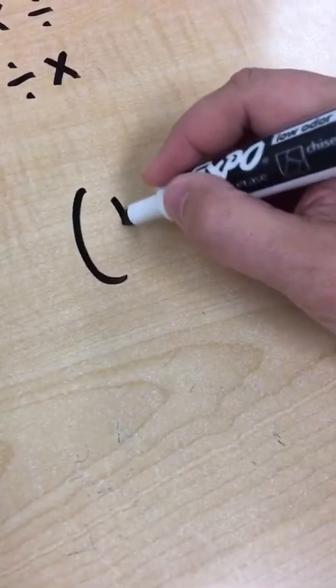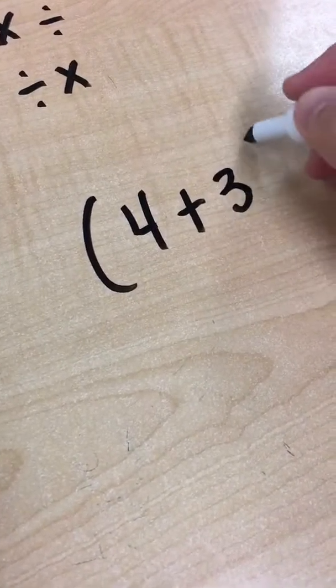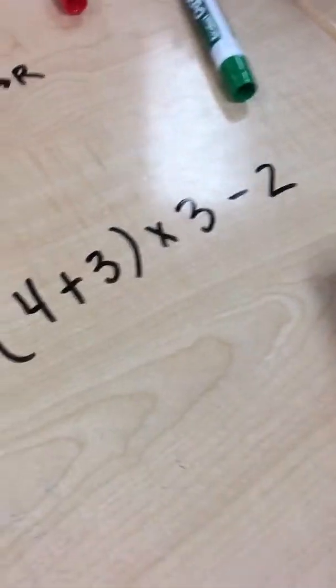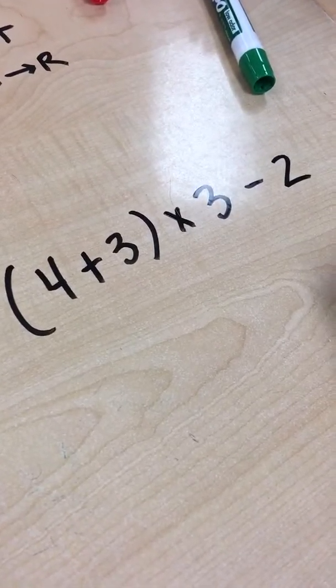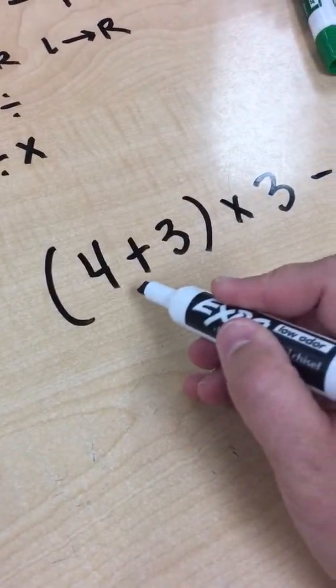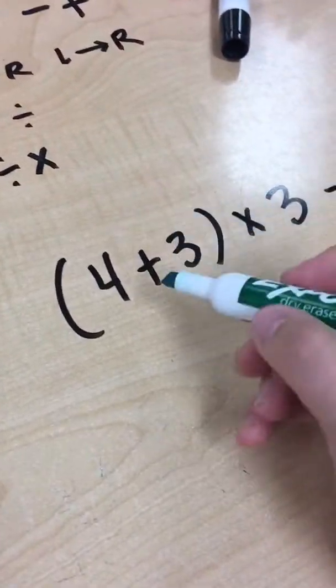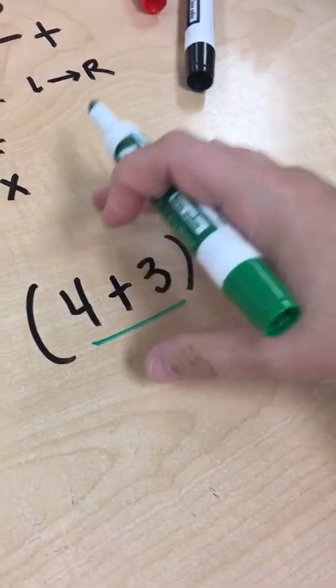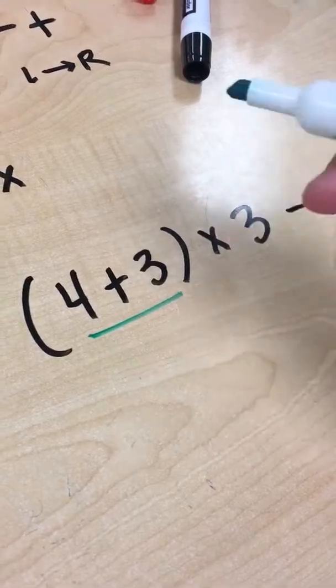We have, I'm just going to copy a problem from the paper, 4 plus 3 in parentheses times 3 minus 2. So here's my problem. If I follow the GEMS, I know that I have to look for groupings first. Now right here I see a grouping. So I'm going to underline the grouping I see because I want to let myself know this is the part of the problem I want to focus on. And then I'm going to solve.